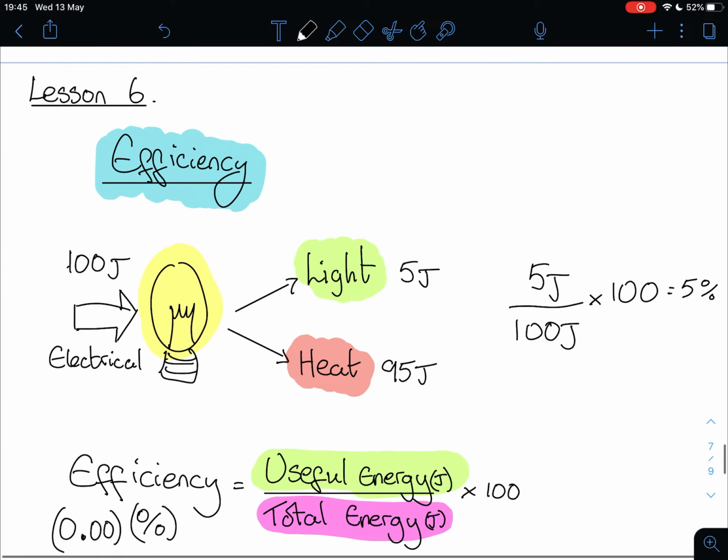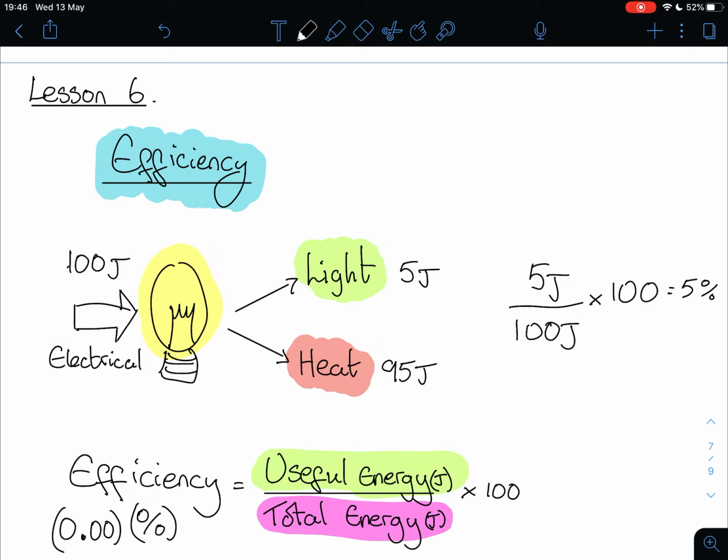So 5% of all the energy we were generating to light the country was going towards light. The other 95 was being wasted as heat. For every pound you were spending to light a light bulb, 5p's worth of light was made. 95p was being wasted just to heat up the air. So you can see why eventually they knocked it on the head.